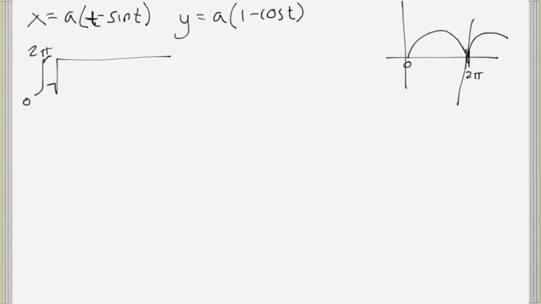Then we need, in our square root, the derivatives squared. So the derivative of x, that a is a constant, it can just hang out. And then the derivative of the inside, 1 minus cosine of t. And when we put that into arc length, we need to square it.